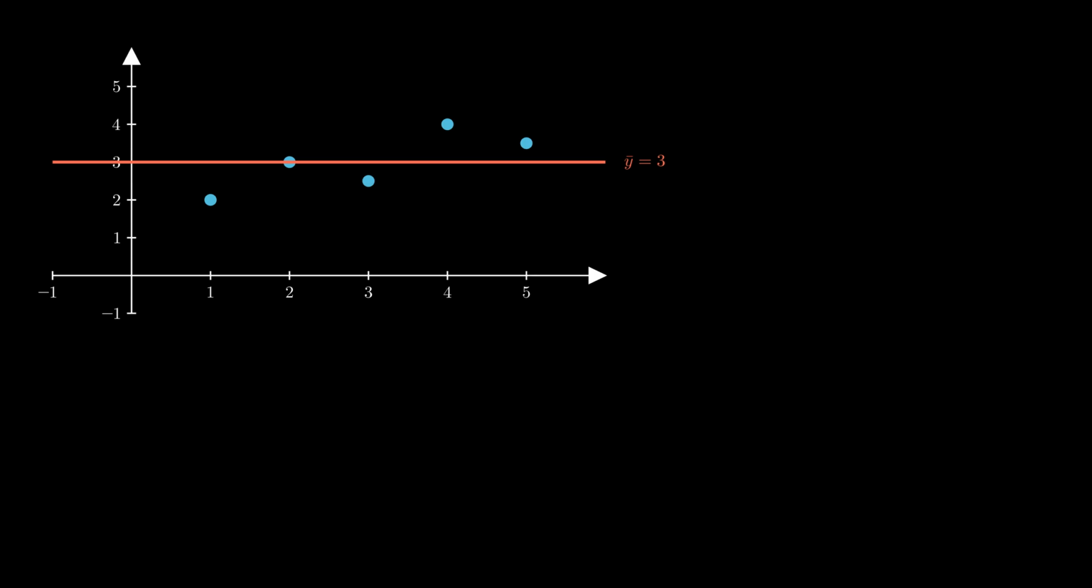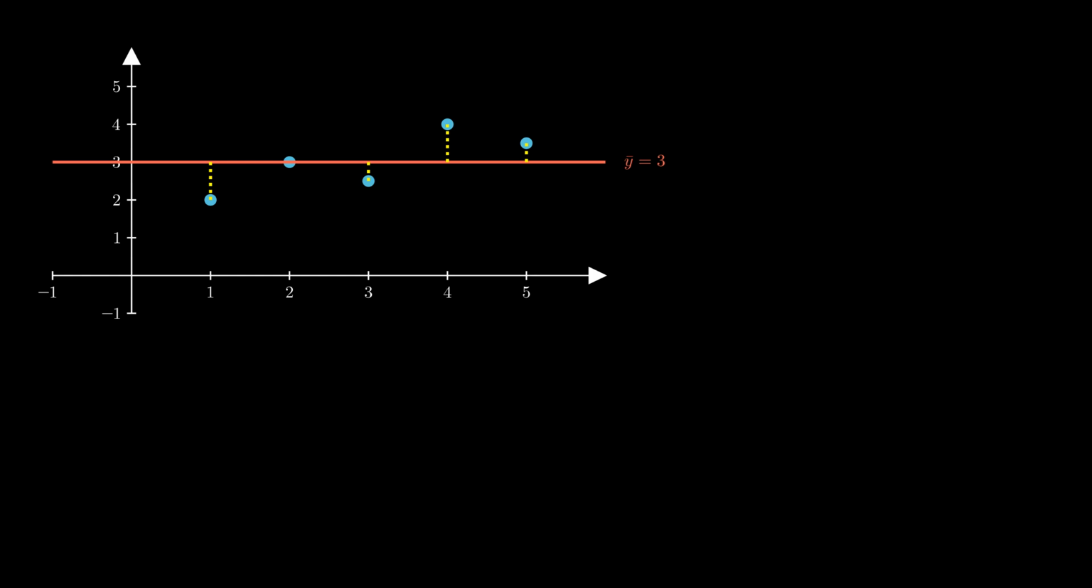The red line represents the mean of the y values, which is 3. This line serves as a baseline for understanding the total variance in the data. The yellow dashed lines show how each data point deviates from the mean.